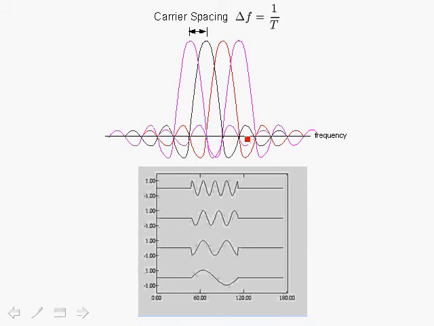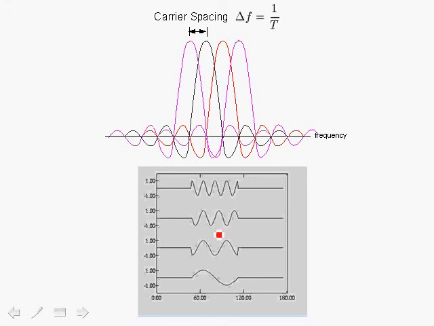So here we're actually showing that situation where we're using 4 carriers. The carriers are spaced apart by delta f. Now let's take a look at where we get delta f from. Here we're showing the time domain. So we have one window and it's modulated with a sine wave, and another window modulated by another sine wave at a different frequency, and so forth. We have 4 frequencies here.